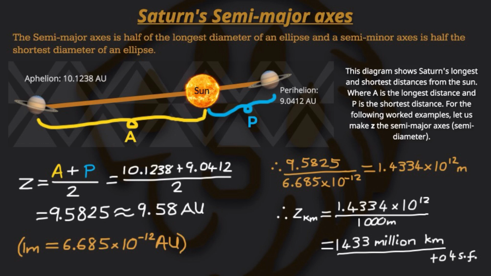Then we find that that value is very big. We might need to put it in kilometers. Usually we put it in kilometers just to scale down the value. So we have Z in kilometers. Our Z is the semi-major axis, so we're basically saying Z subscript kilometers is the semi-major axis in kilometers. That's that value divided by 1000 meters, because there are 1000 meters in a kilometer, which is equal to 1433 million kilometers, correct to 4 significant figures, or you can say 1430 million kilometers, correct to 3 significant figures.